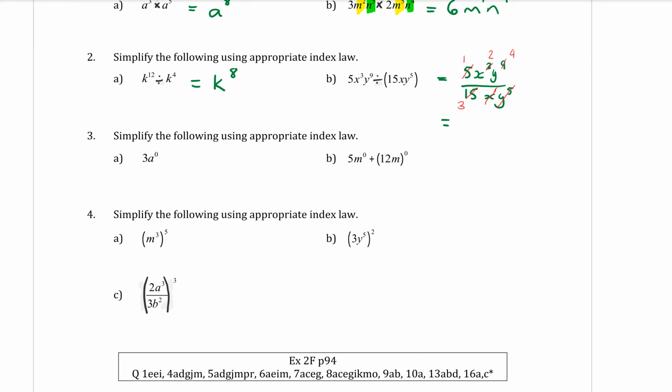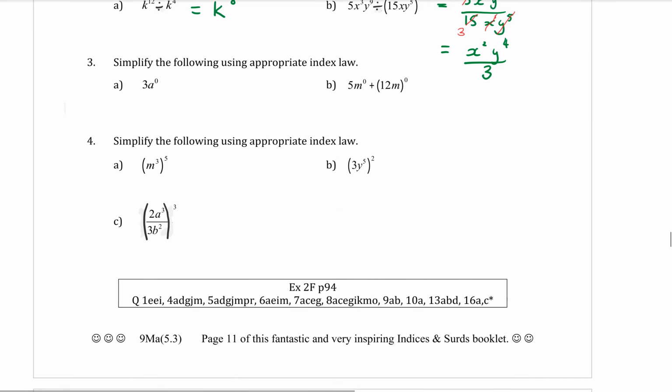Very carefully, so we don't want to miss anything. We have a 1, but I don't need to write that because I have an x squared y to the power of 4 on the top. And on the bottom, all my letters are gone, but there was the number 3 still there. So that's law 2.